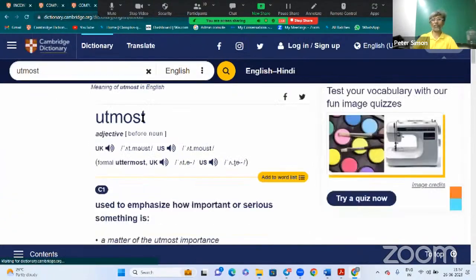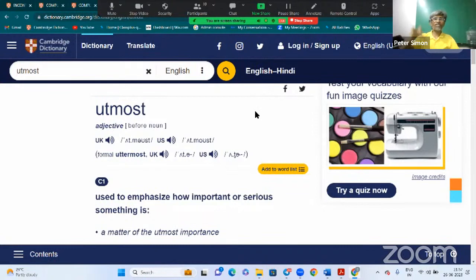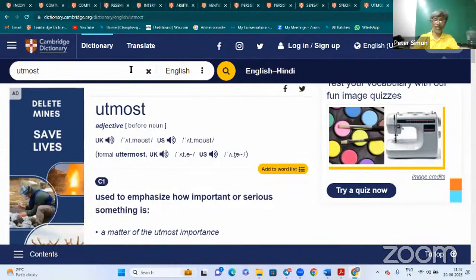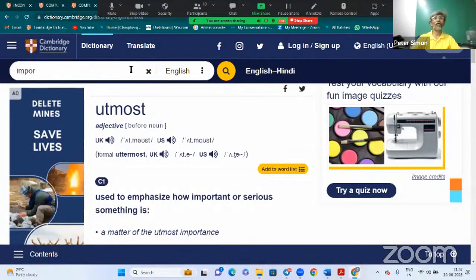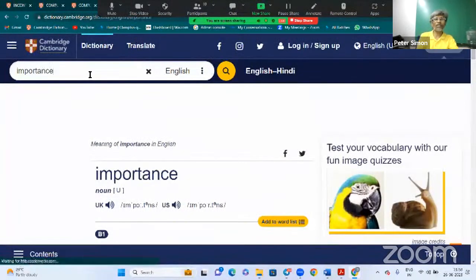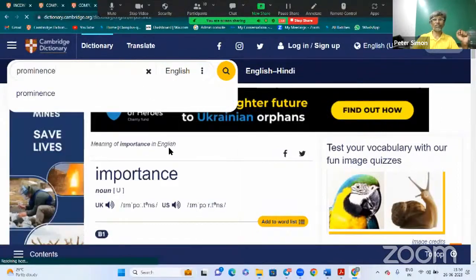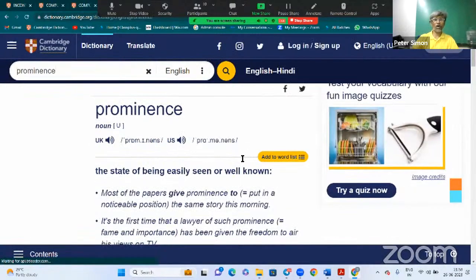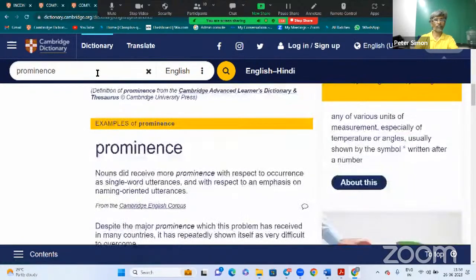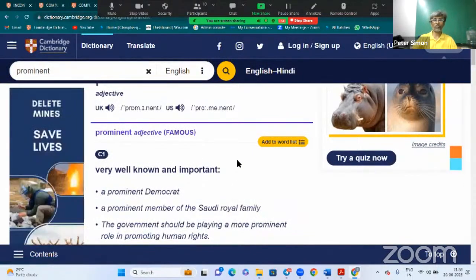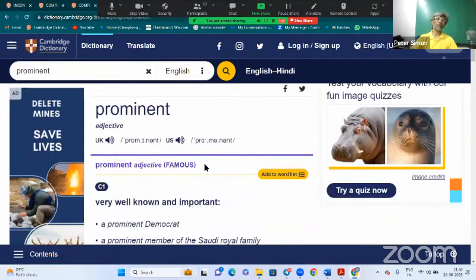Utmost is C1 vocabulary, emphasizing how important or serious something is. Doctors recommend it. Medication compliance is of utmost importance. Importance. I'm giving you importance. What is the level of this word? Importance is B1. Why do I have to write importance? Prominence. Okay. Prominence or prominent. Prominent, C1 vocabulary, very well known and very important. Very important means extremely important.